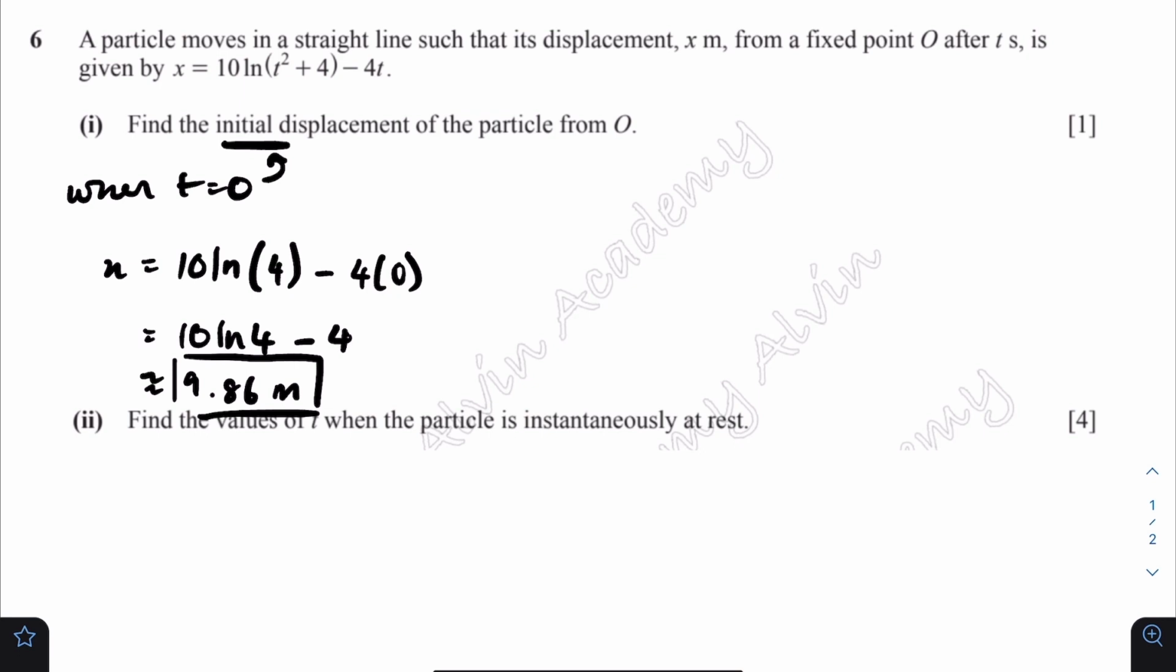Tells you it's very easy. In this case, you just need to identify t as 0. So find the values of t when the particle is instantaneously at rest. So instantaneously, remember, that's depending on the value of t. But at rest, we know that's when the velocity is 0.